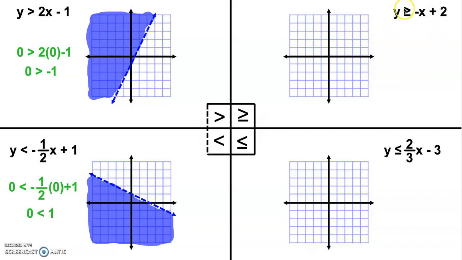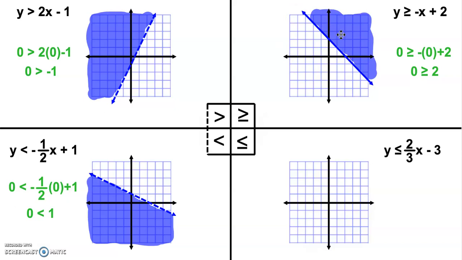Okay, let's take a look at y is greater than or equal to negative x plus 2. Plot the line like we would any equation, but this time we have the inequality. So test (0, 0) here. 0 is greater than or equal to negative 0 plus 2, which is just 0 is greater than or equal to 2. Well, is 0 greater than or equal to 2? No, that's a false statement. So we cannot shade the side that contains (0, 0). We would have to shade the other side. And so now we've shaded above the line.